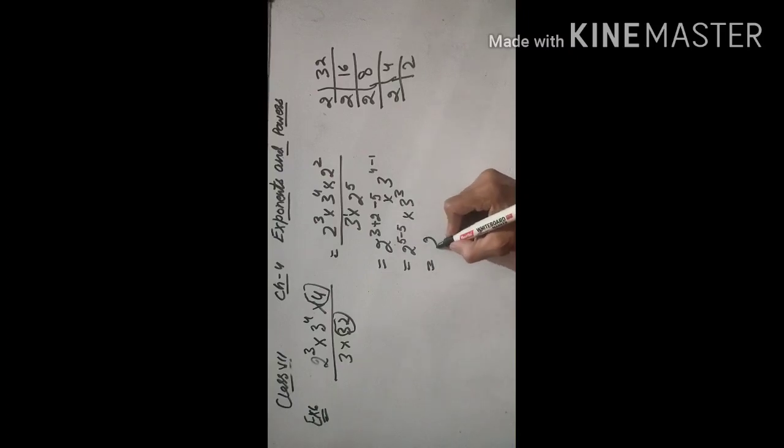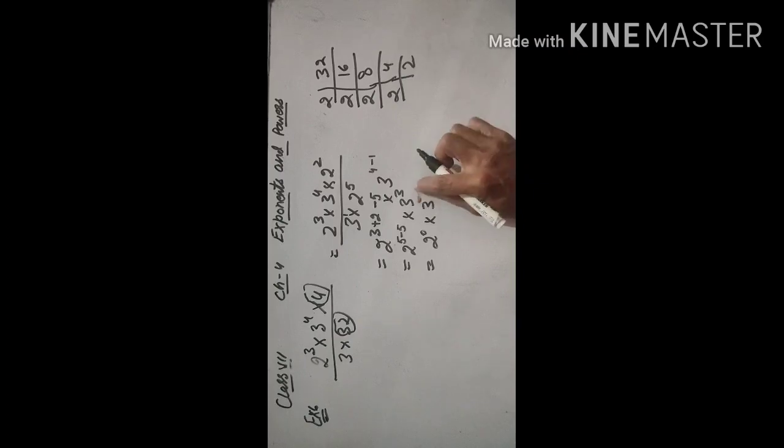That is 2 to the power 0 into 3 to the power 3. 2 to the power 0 is 1. 3 to the power 3 is 27. So the answer is 27.